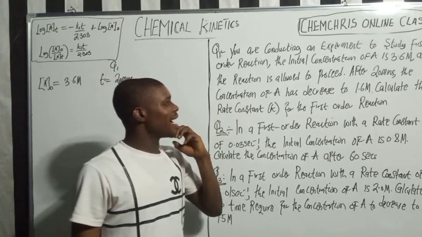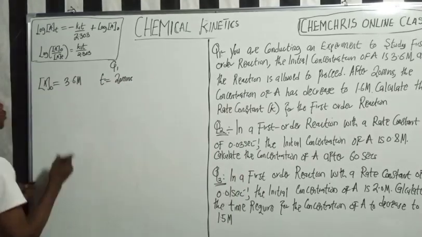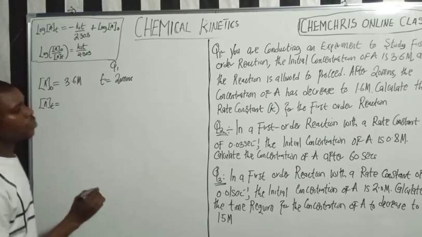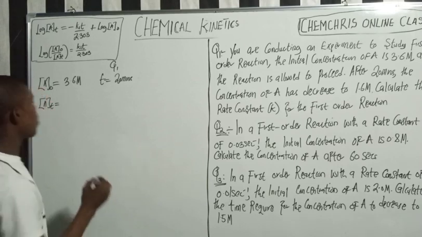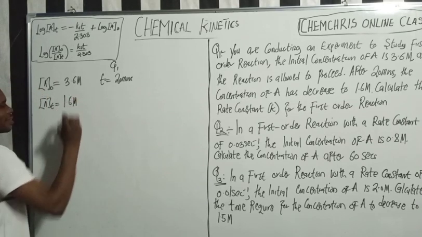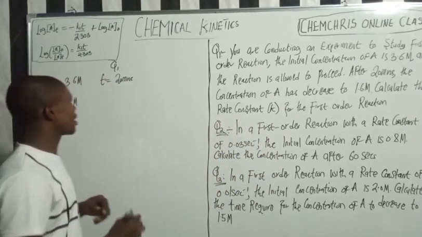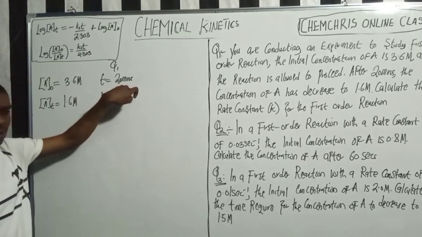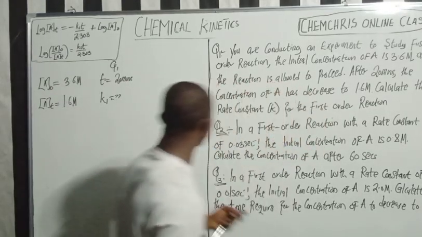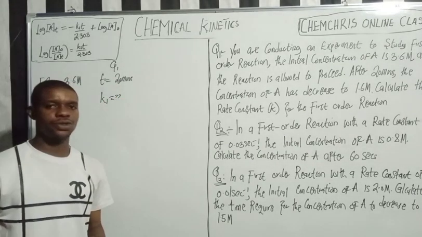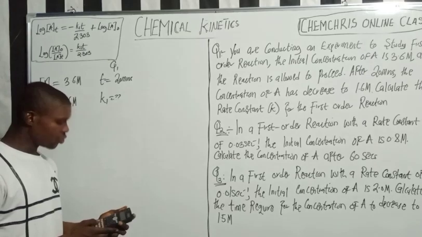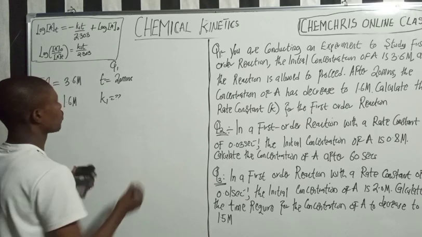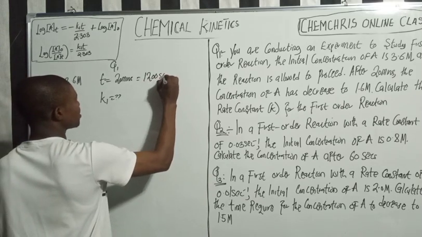The concentration of A has decreased to 1.6 molarity. So here we have At equals 1.6 molarity. Calculate the rate constant, so you're looking at k1. Now, convert the time to seconds. If you're converting minutes to seconds, you need to multiply by 60, so it's going to be 20 times 60, which is 1200 seconds.